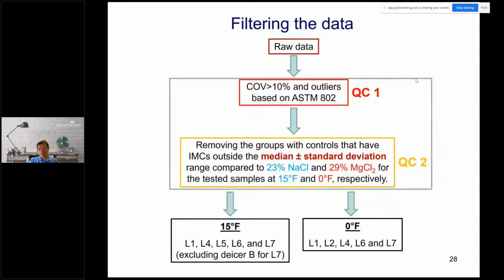So for instance, one way to look at the data filtering: when we receive the raw data from a single lab, if the coefficient of variance in the data set is greater than 10%, then those data points were removed, and we also used ASTM E178 to identify outliers and remove them. That's one level of quality control.